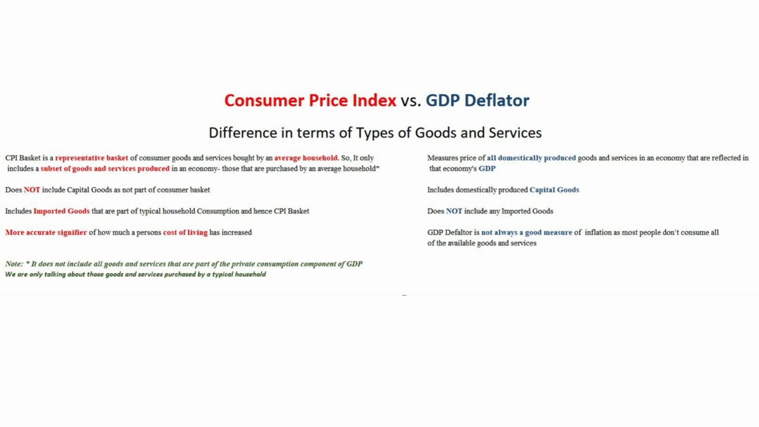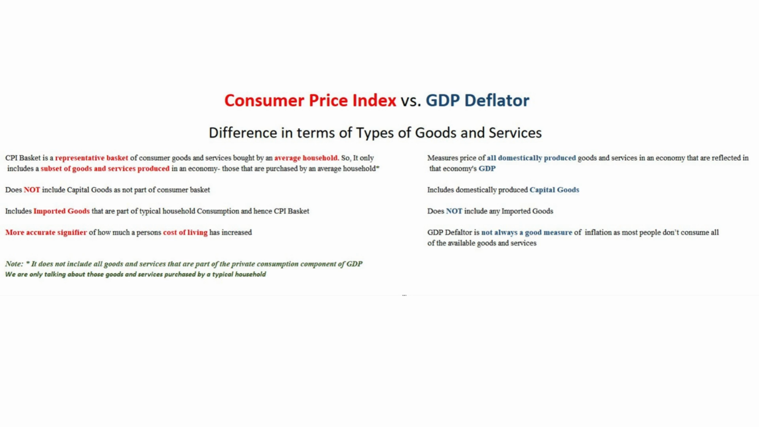There are two common measures of the general price level, the consumer price index, i.e. the CPI, and the GDP deflator. So let's look at the differences between them in terms of the types of goods and services each includes. Now, if we talk about the CPI, it includes all those goods and services that are consumed by an average household. So it will only include a subset of those goods and services produced in an economy, which will be those purchased by an average household.